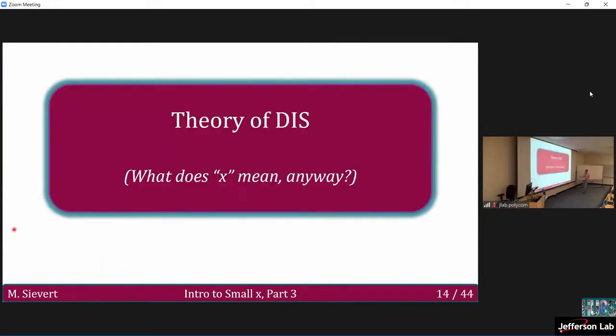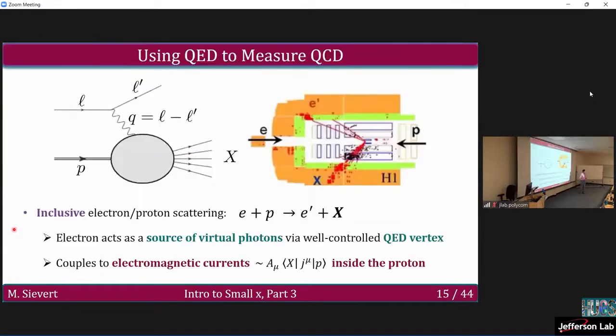Okay, theory of deep inelastic scattering. Now I finally will have the ingredients to tell you what x is. We've talked a lot about how gauge bosons interact with each other. They always interact by coupling to some kind of conserved current. And in the case of QED, that's the electromagnetic current that we studied before. So if I have inclusive electron-proton scattering, my observable is electron plus proton goes to scattered electron plus anything else. Could be a proton, could be a bazillion particles. They all get counted the same way in my observable.